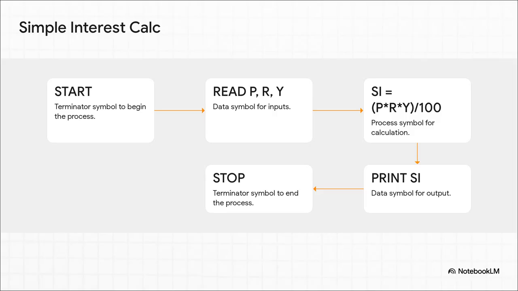Here we go. First, we put down our start terminator. That's step 1. Then, we need our inputs, so we use a parallelogram to read the principal, rate, and years. Got it? Good. Next, it's time to do the math. That happens inside a process rectangle, where we calculate the simple interest. Once we have the answer, we need to show it, so we use another parallelogram to print the result. And finally, we cap it all off with a stop terminator. See that? It's a perfect, logical, visual flow from top to bottom.